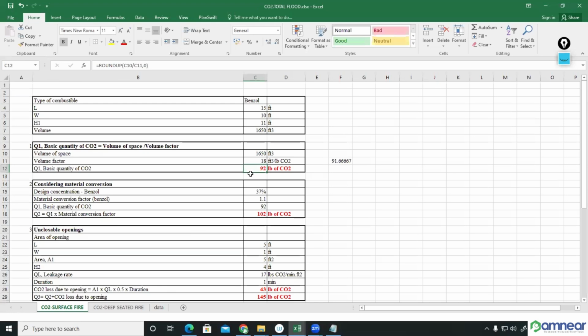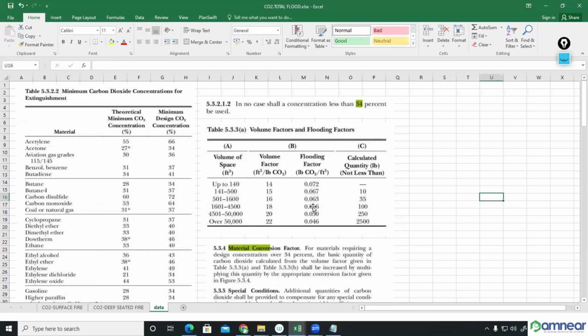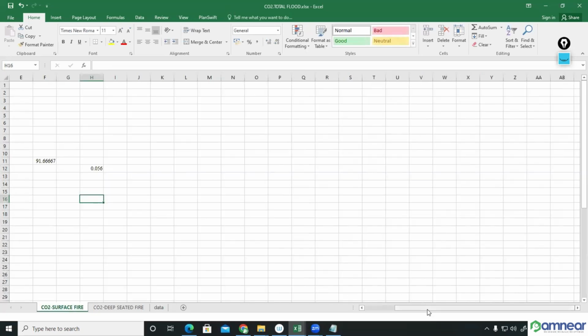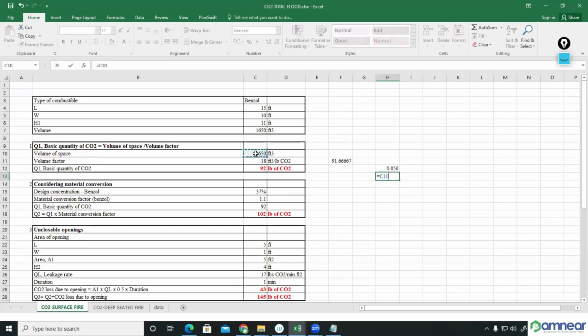So if you are selecting volume factor, the volume of space in feet cube is divided by volume factor, or with flooding factor, we know that is 0.056. For the same volume, flooding factor, we are getting 0.056. So 1650 into 0.056, how much will you get? 92. Slight variations will come, but say 92. Correct. So either you can divide by this value or you can multiply with the flooding factor. Both equations are correct. So basic quantity of carbon dioxide is volume of space divided by volume factor, or volume of space multiplied by flooding factor. So we have calculated 92 pounds of carbon dioxide we need. 1 kilogram is 2.2 pound only. So we are calculating in pound. Later we can convert into kilogram.